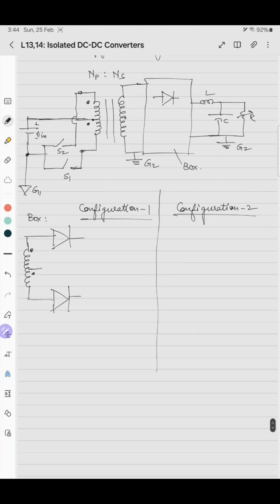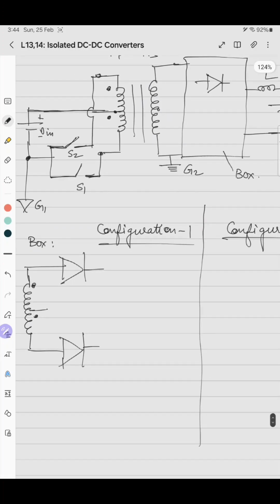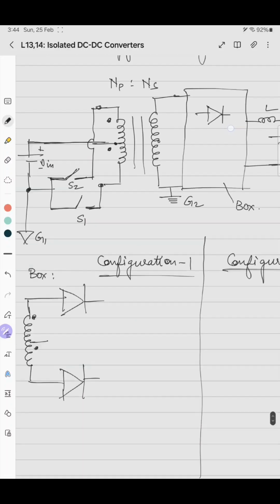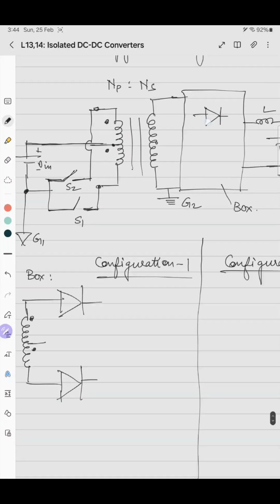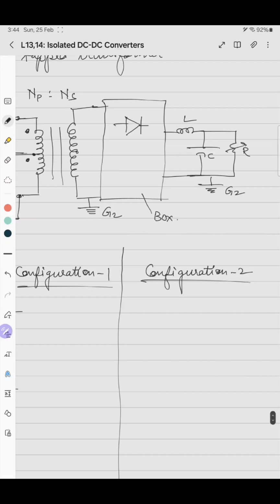So here for S1 and S2, as there are two switches, there can be 4 modes of operation: on off, off on, off off, and on on. When S1 and S2 are alternately on and off, it means that either the upper set of winding is powered and the lower set is not powered, or vice versa. If it is off off, it means that no set of winding is powered. So basically on the primary side there is nothing. So on the secondary side, basically the inductor will freewheel.